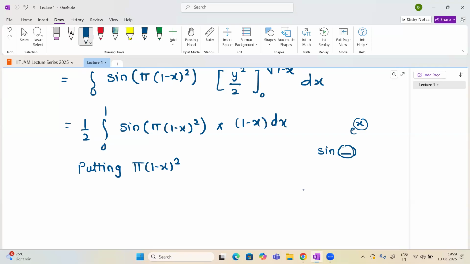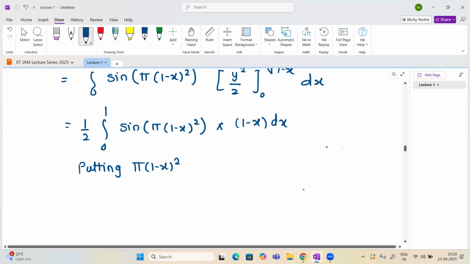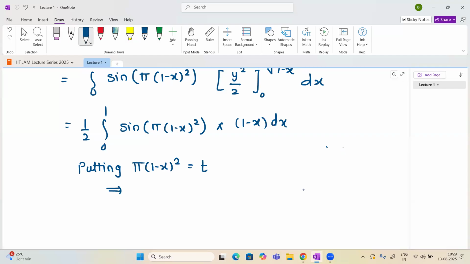So here inside the sine we have pi 1 minus x square. I'm going to put it as t. It is equal to t. The first task is to take the derivative. What will be its derivative? 2 times 1 minus x to the power 1, so it will come 2 pi into 1 minus x into minus 1, since the derivative of 1 minus x is minus 1. I'm writing directly dt. See, 1 minus x dx we already have. Let us find its value. 1 minus x dx is equal to what? dt by minus 2 pi.